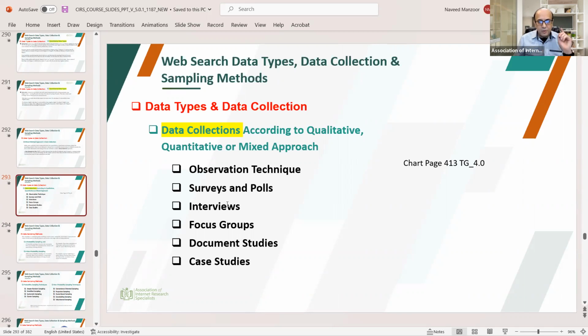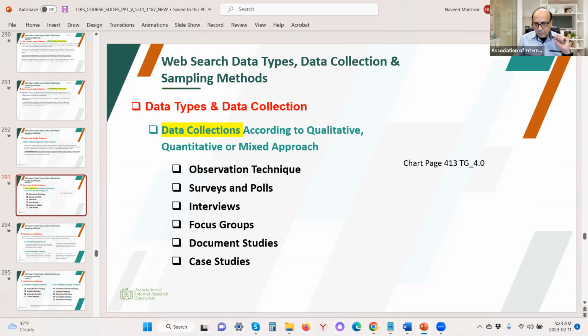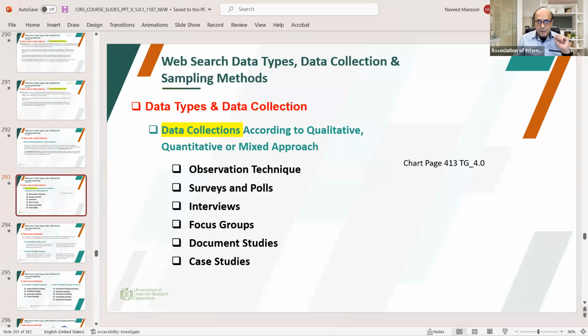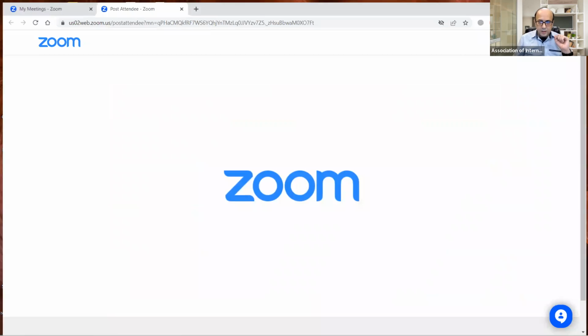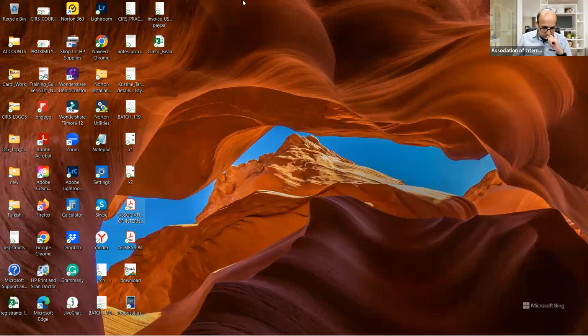But before I forget, the previous chart I told you about, qualitative, quantitative, and surveys and polls, I want to open up the book quickly just so that I can show you where these are. And quickly you can mark the page numbers. And then I'd advise you to at least look them up quickly when you're preparing for the exam.